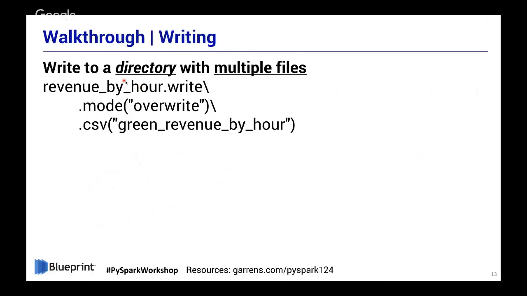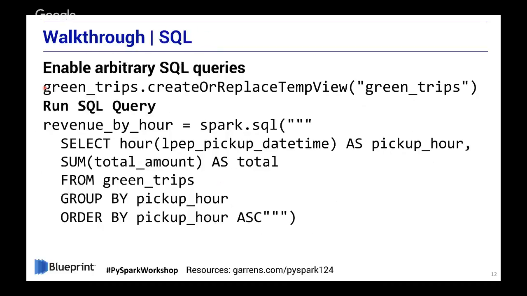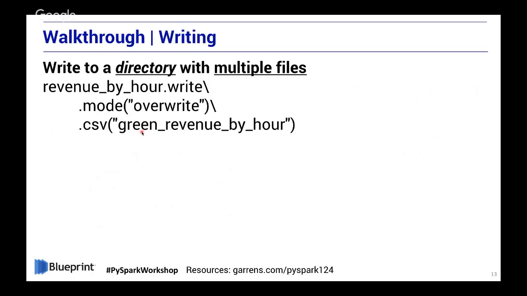So once we have our revenue by hour and we want to write it out, because so far this Spark SQL that we're running here is just lazily evaluated. It's not going to do anything if this is all we do. Spark's going to know what it needs to do, but it's not going to do anything. So say we actually want to write it out. We're going to tell it to overwrite the directory, and it's going to write to a CSV.